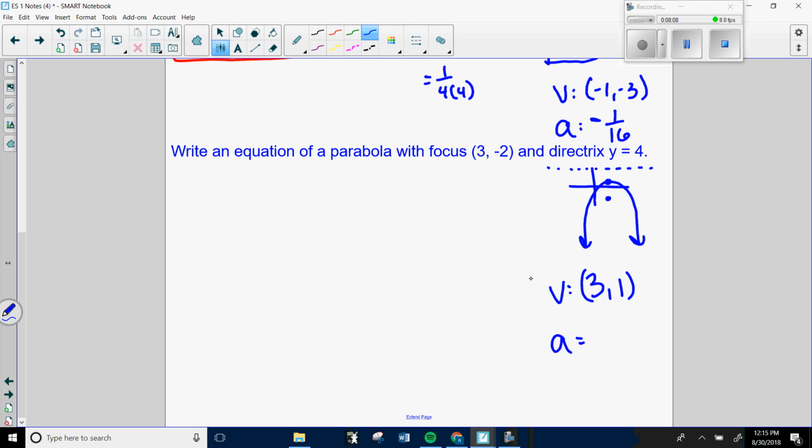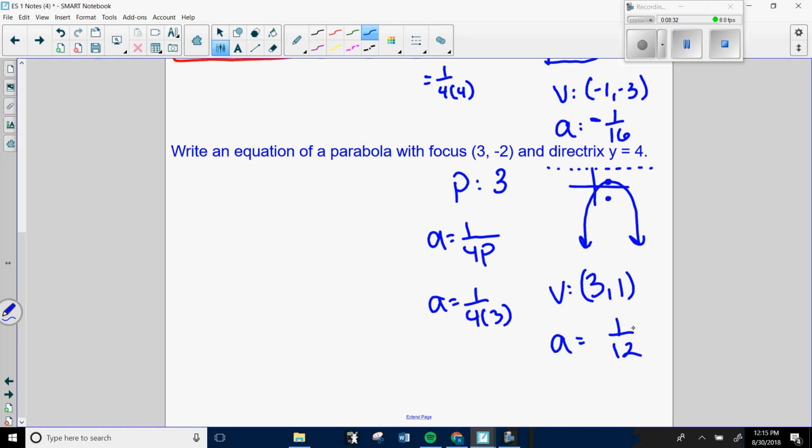Okay, now I've got to figure out my a value. Well, my a value is going to come from my p value. I'm going to calculate a equals 1 over 4p. Well, p is the distance from the vertex to the directrix or focus. How far is it from this ordered pair to this ordered pair? We talked about that earlier, which is 3. So a is going to be 1 over 4 times 3, which is 1 over 12.